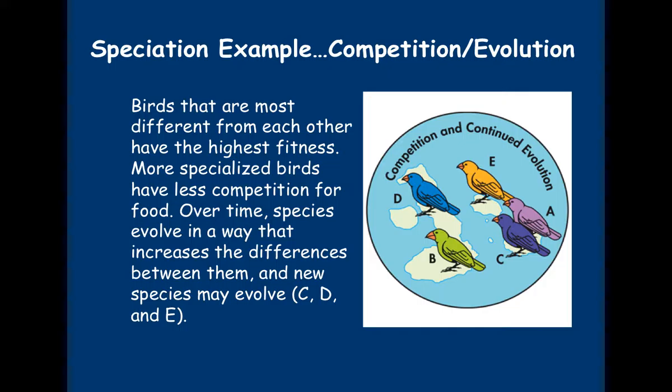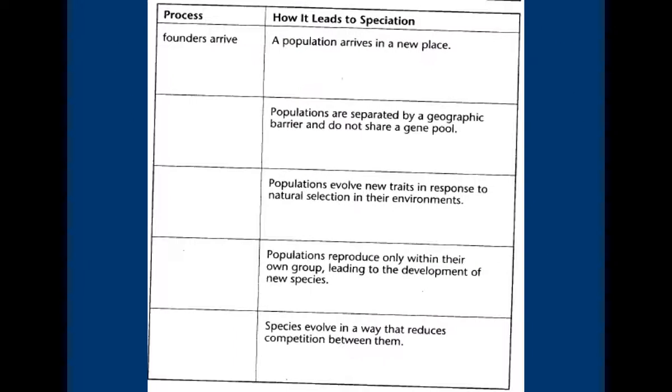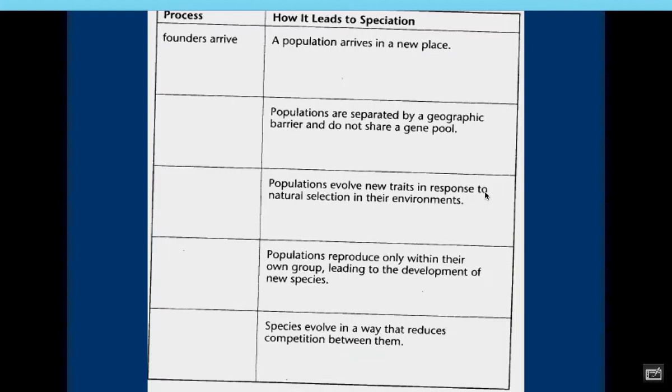All right, so we have one last worksheet. It's on the back side of your handout packet on speciation. We're going to go through the process that leads to speciation, and one row has been completed for you. The first is the founders arrive, like those first birds that arrived from the mainland of South America on the Galapagos. Populations are separated by a geographic barrier and do not share a gene pool. That is geographic isolation.